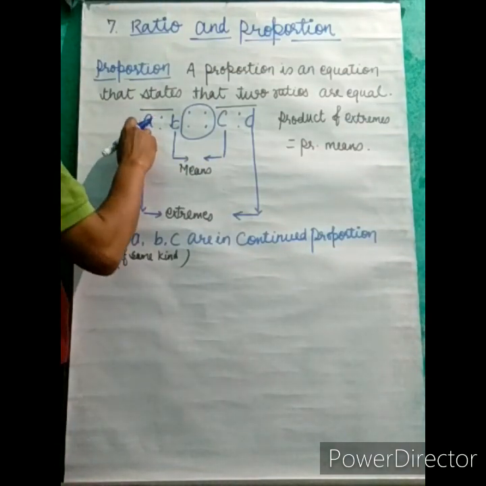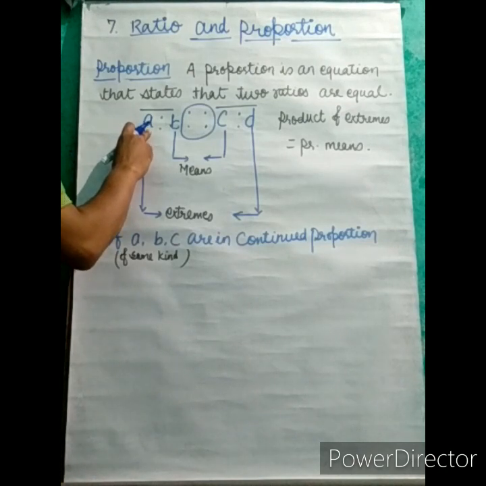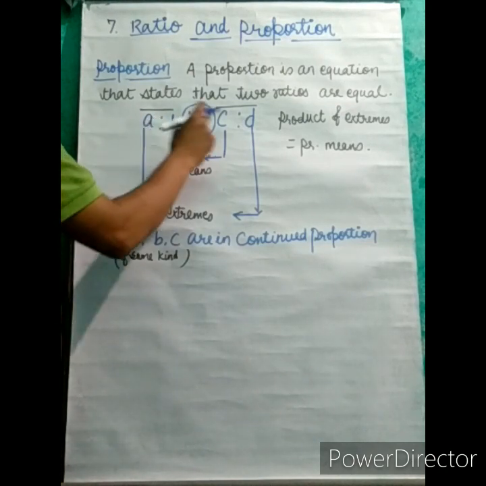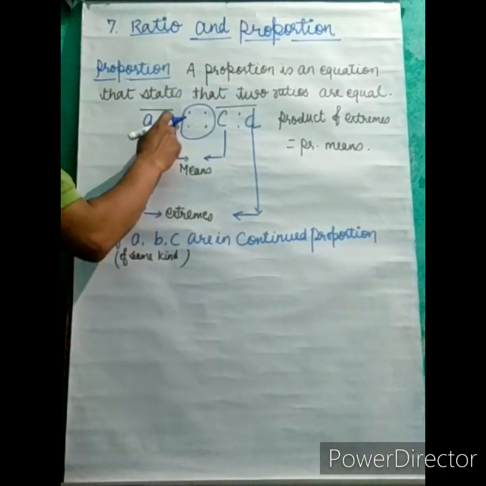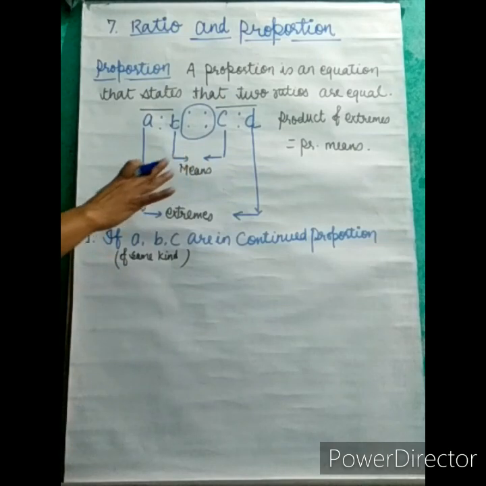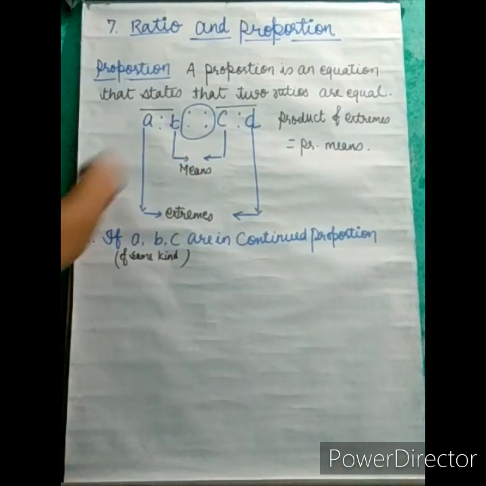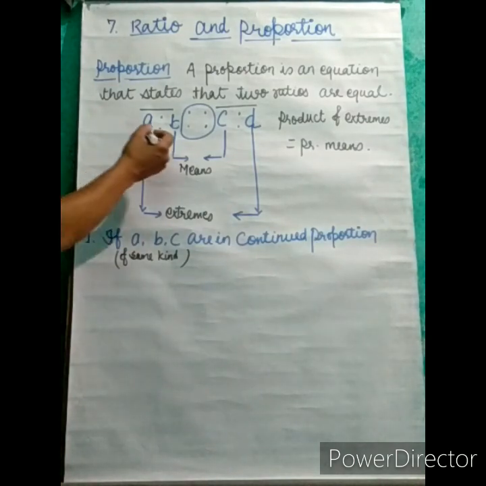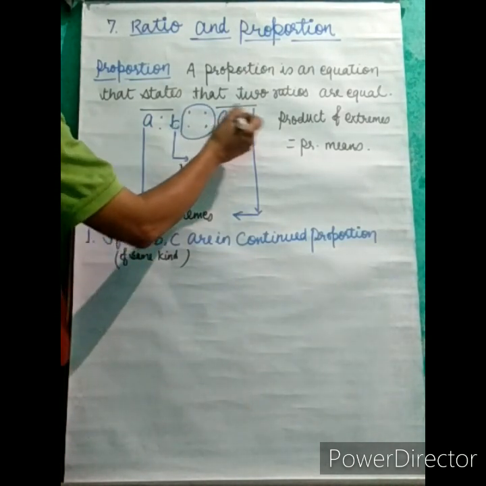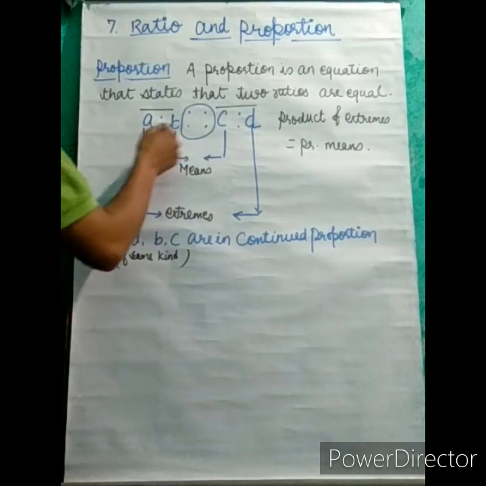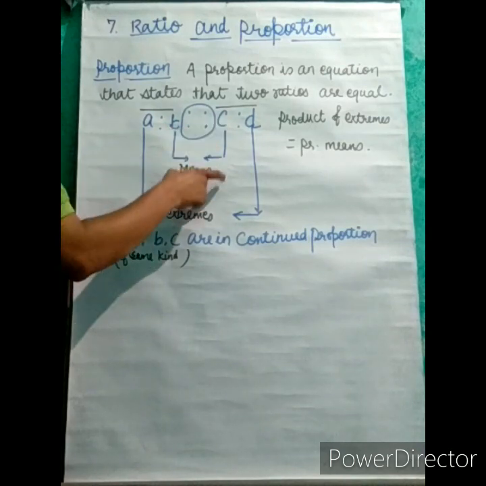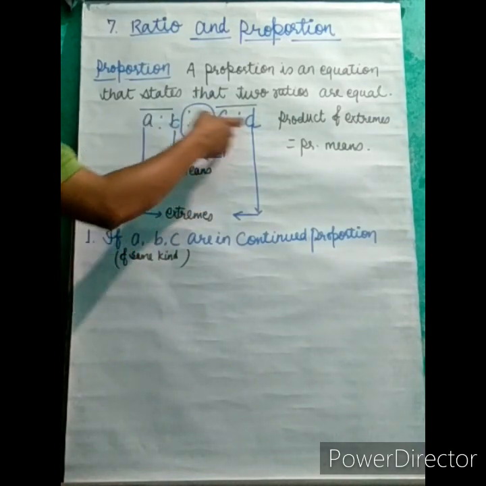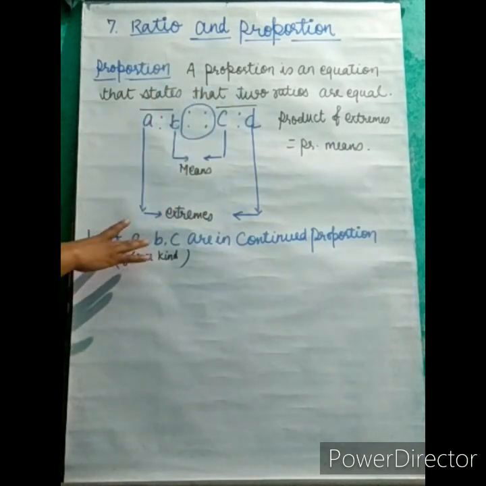This is your first term, second, third, and this is your fourth proportion. So if AB and CD are in proportion, we can write A ratio B proportion C ratio D. Now this is your first, second, third, and fourth. So the second and third are called mean proportions. First and fourth are called extreme proportions.